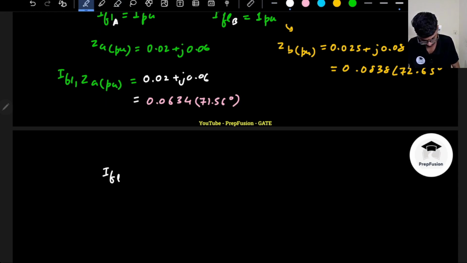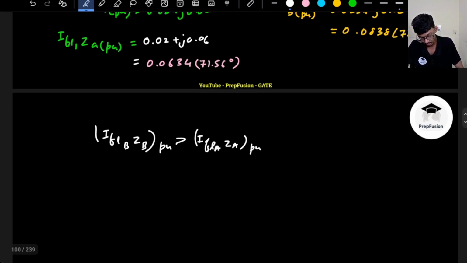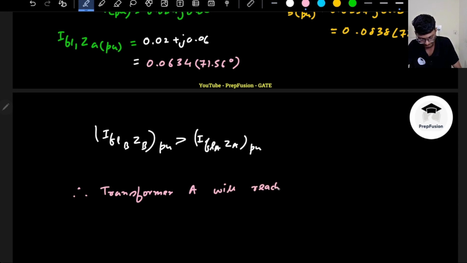So my IFL B into ZB per unit, this per unit, overall per unit drop is greater than my IFL A into ZA per unit. So which one will reach the rated condition first? So my transformer A will reach the rated condition first because it has the least drop, right? So hence we can conclude that transformer A will reach rated condition first.